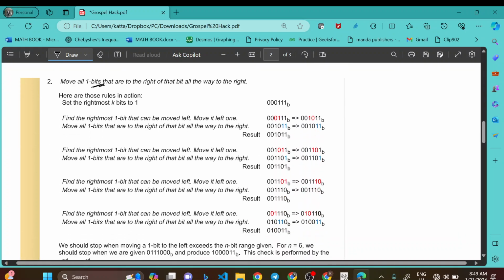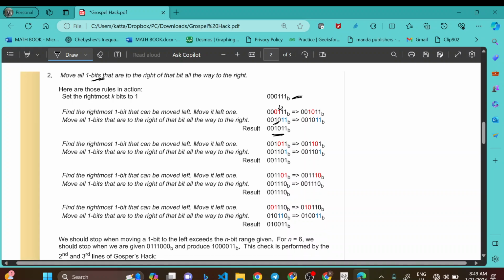So if you consider this particular combination 00011, find the rightmost one bit that can be moved to the left. What is the rightmost one bit? This particular one. So move that to the left, and you'll be getting this particular combination. After moving that, move all the bits that are to the right of that bit to the right. What are all the other ones that are there to the right? Keep them right only. So that is already there. This is the final result after the first step.